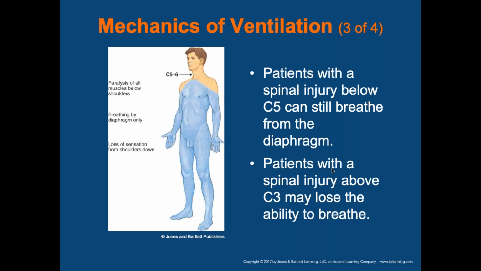So patients with a spinal injury below C5 can still breathe from the diaphragm. We talked about C3, 4, and 5 keeping the body alive. As you can see, patients with a spinal cord injury above C3 may lose the ability to breathe because you have paralysis of the muscles from the shoulders down. So C6 is located here. We can have complete paralysis from here down, breathing by the diaphragm only. We saw the paralysis of the rest of the muscles below the shoulders, and then loss of sensation from the shoulders down, which is why it's so important when we deal with spinal injuries that we have cervical spinal immobilization.